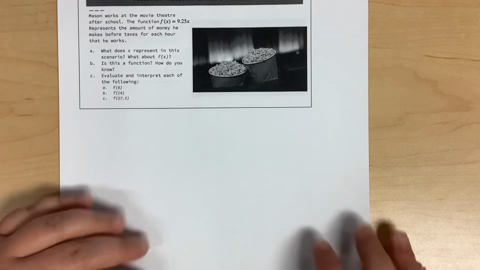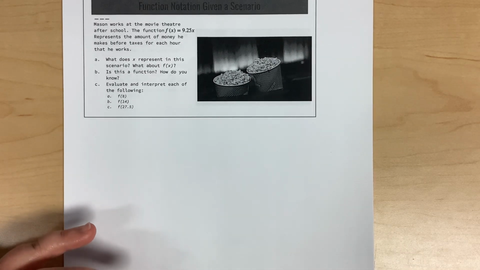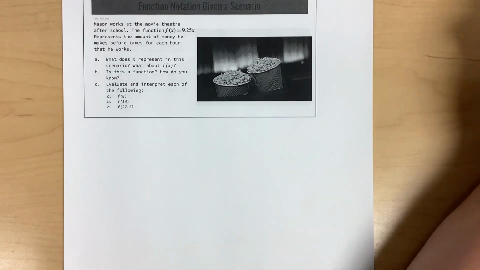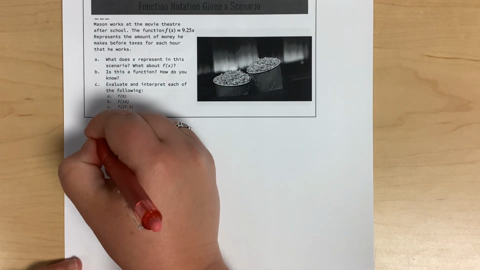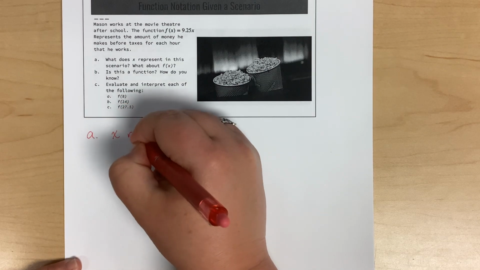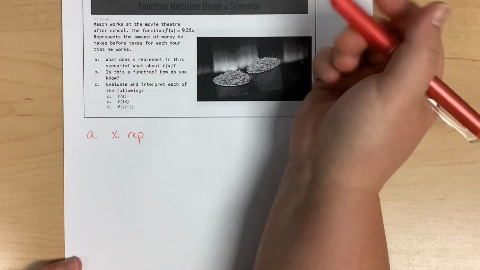Mason works at a movie theater after school. The function f of x equals 9.25x represents the amount of money he makes before taxes for each hour that he works. Part A, what does x represent in this scenario? Well, x is our input, so x represents the number of hours that he works.